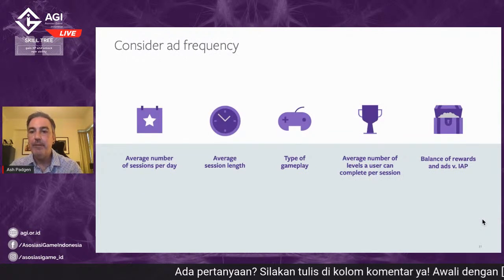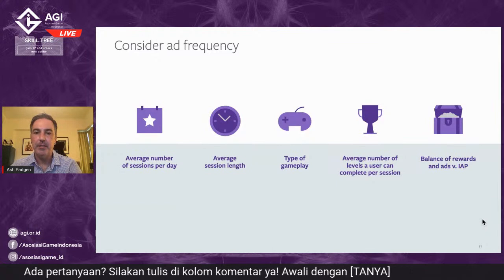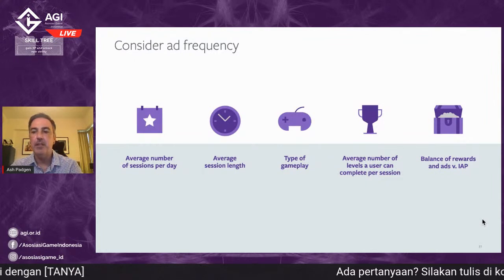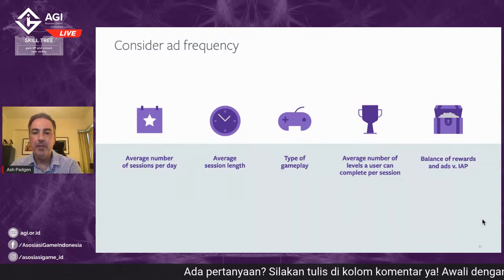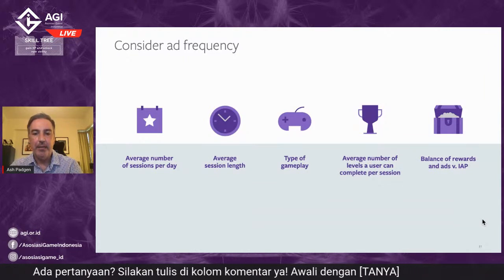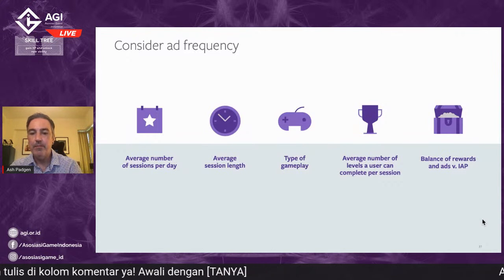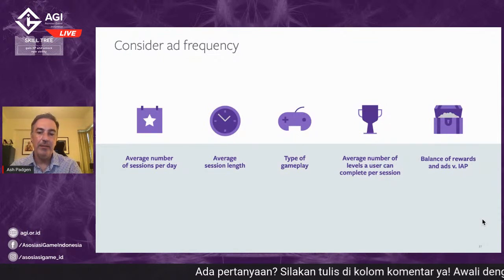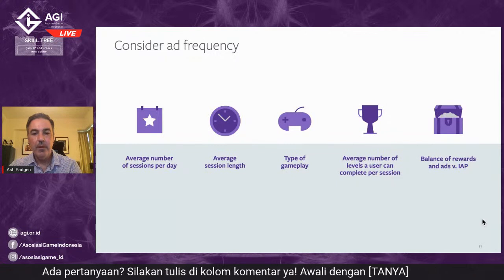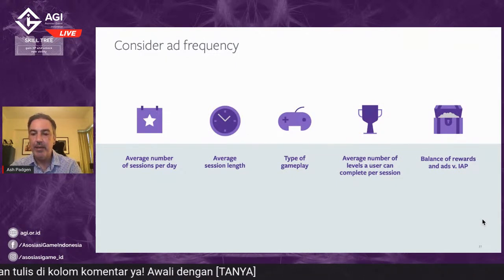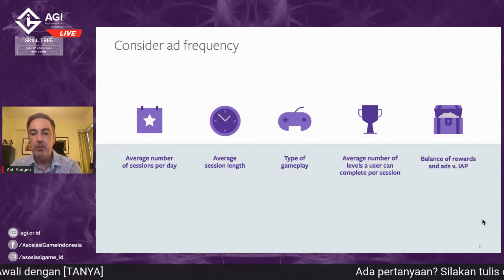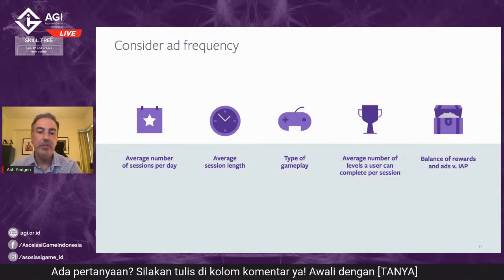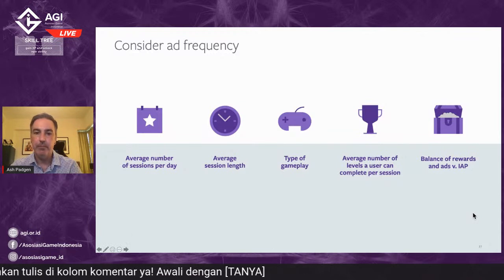Ad frequency is also a key factor for optimizing ad monetization success. The exact number of ads you should show during gameplay will vary depending on the game and your monetization mix. Here are the top factors to consider: the average number of sessions per day and the average session length, the type of gameplay, the average number of levels a user can complete per session, and the balance of rewards and ads versus in-app purchase. A/B testing of the ad frequency is the best way to understand optimum ad impressions while still maintaining positive user experience. And it's worth noting that ad frequency capping abilities can vary by mediation platform.